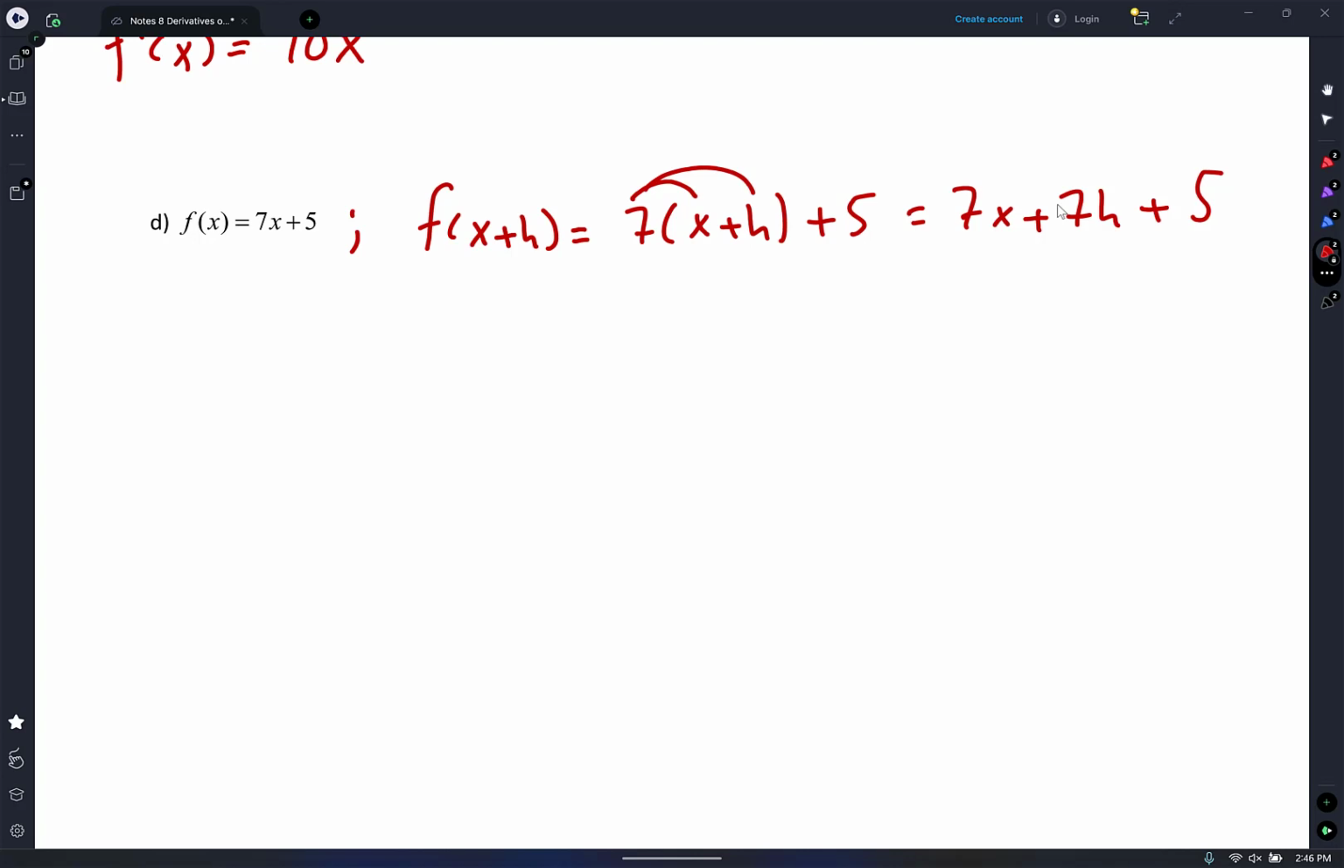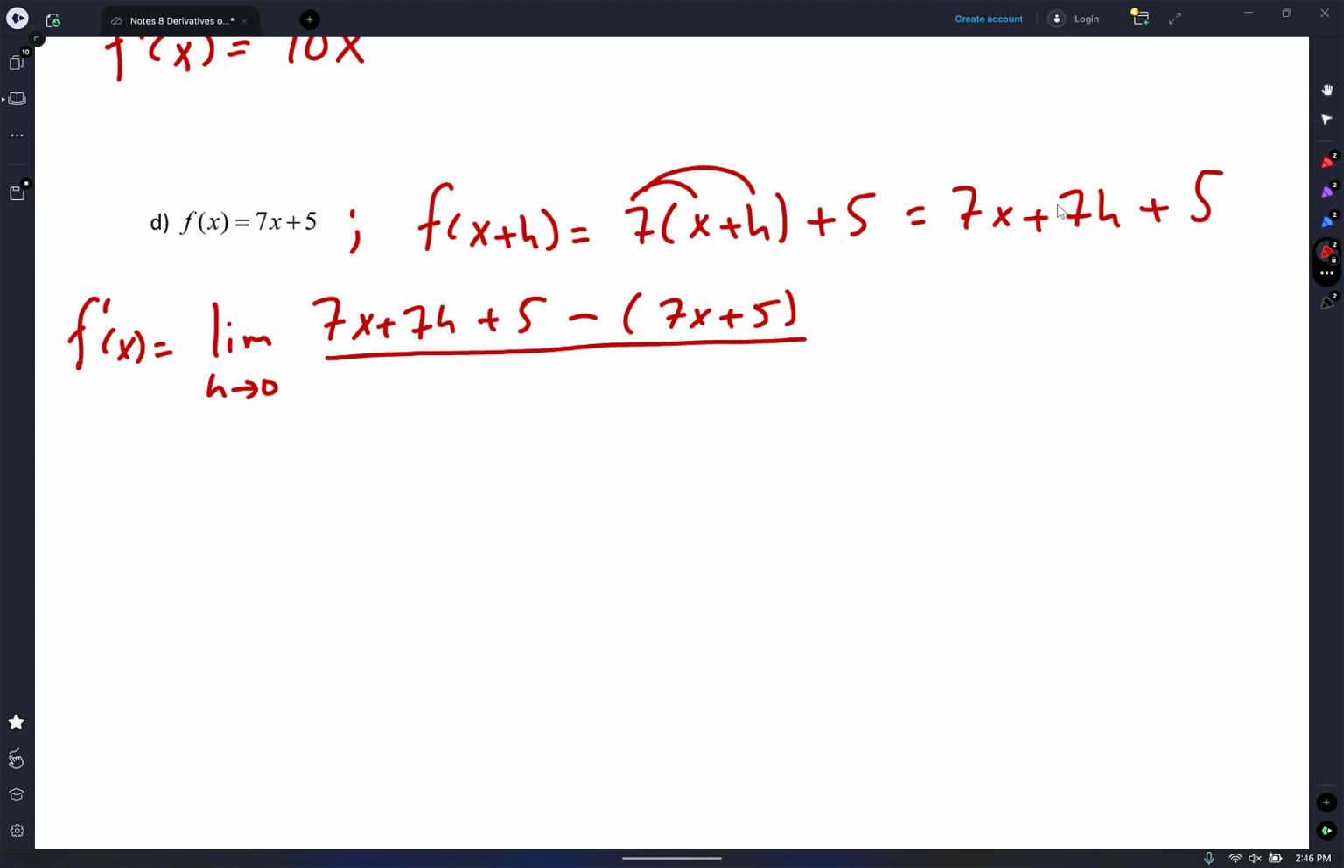Here we go, guys. Sorry. F prime of x equals limit as h approaches 0, and I'm going to write the expression of f of x plus h. So I'm going to write 7x plus 7h plus 5 minus parentheses 7x plus 5. If you want to distribute that negative, go ahead. All over h. Are we okay so far?